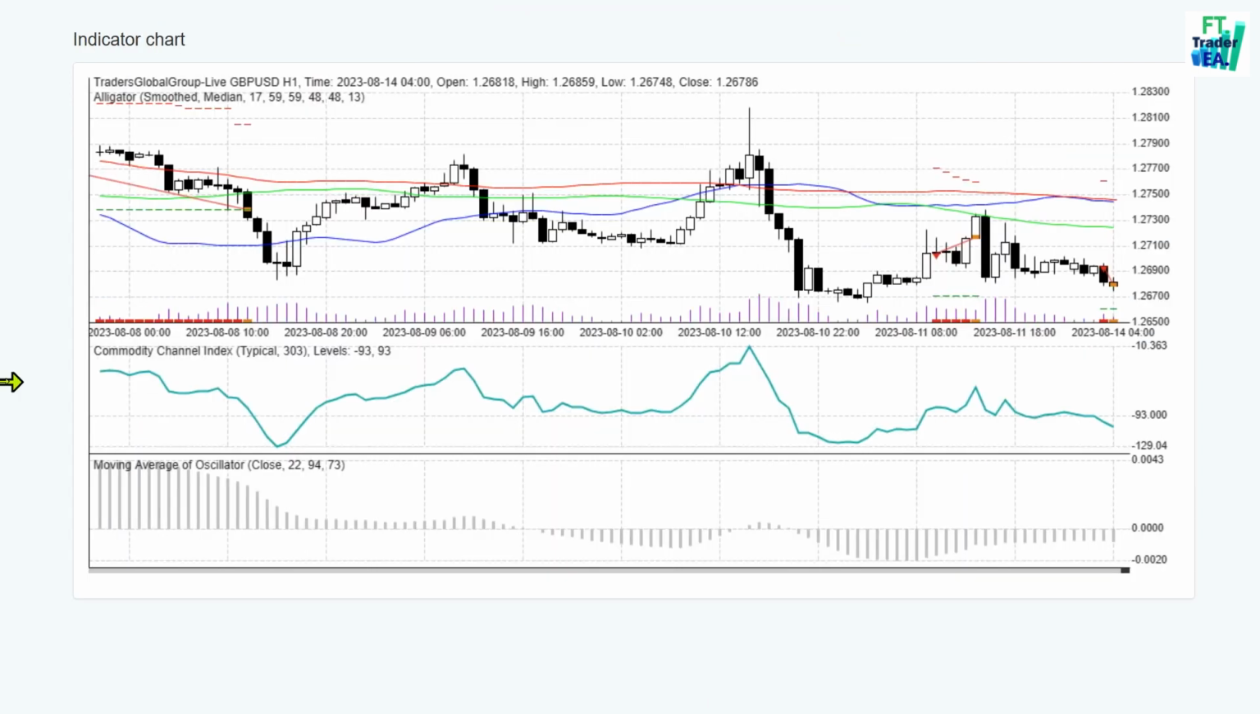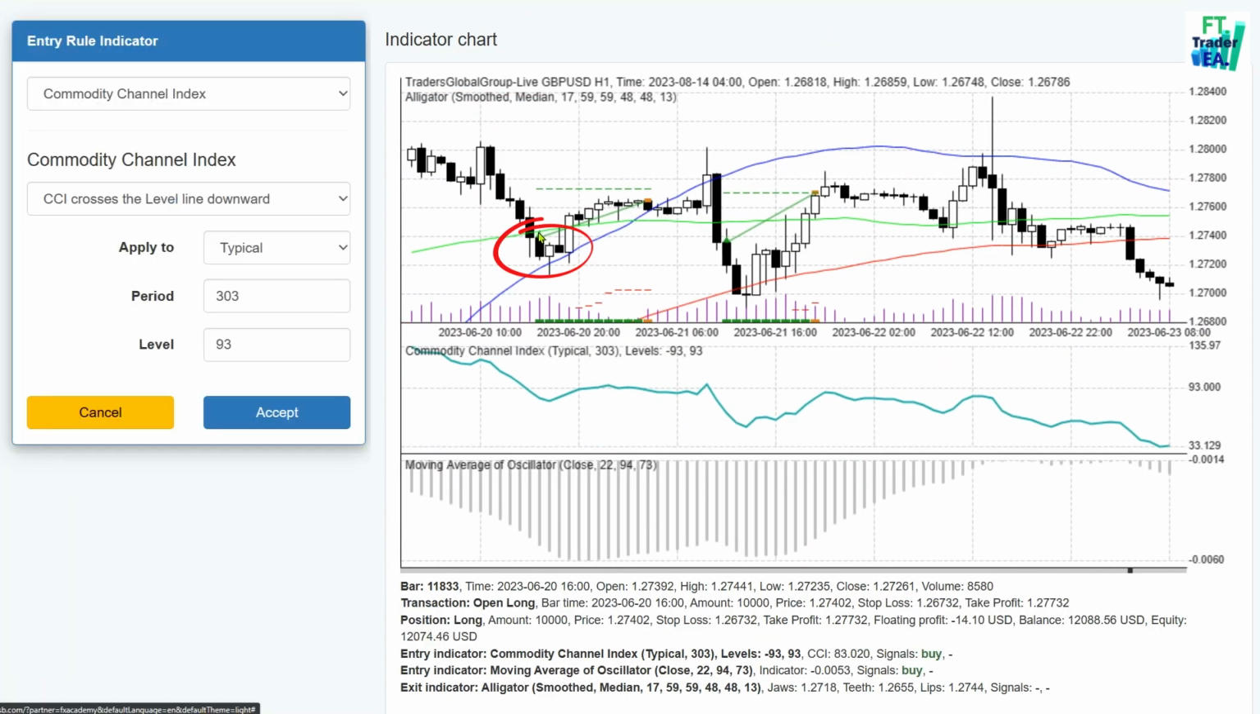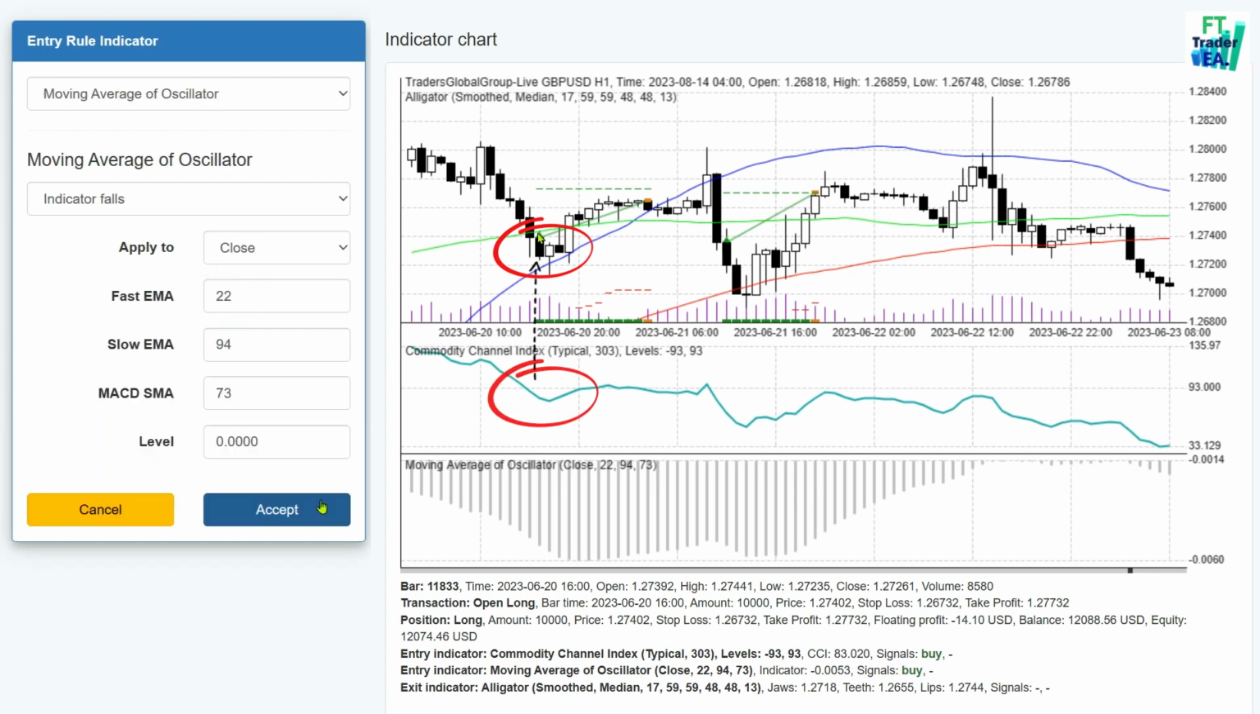To engage in a buy trade, we await the downward crossing of the commodity channel index with a period of 303, coupled with the downward sloping moving average of oscillator.